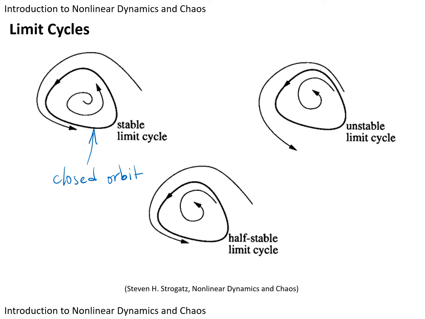The system has a stable limit cycle if it moves closer and closer to the closed orbit. The system has an unstable limit cycle when it moves farther and farther from the closed orbit. And the system has a half-stable limit cycle if from outside it moves closer, but from inside it moves farther from the closed orbit, or vice versa.